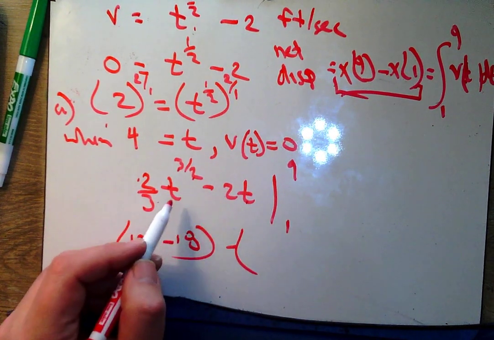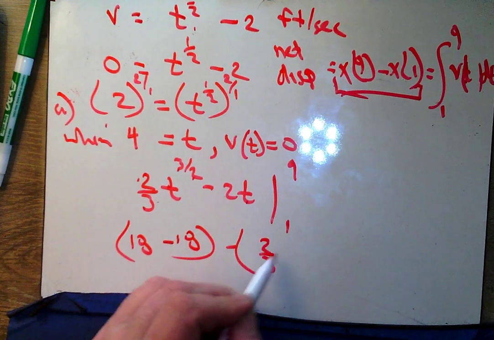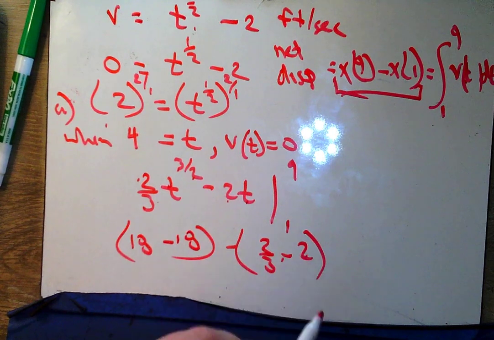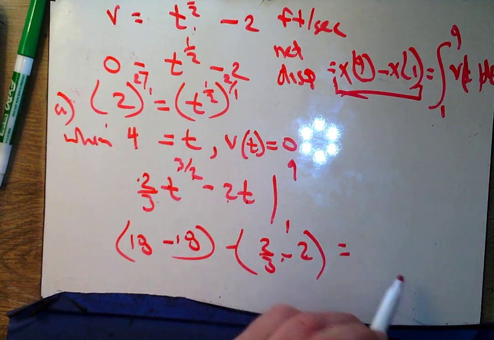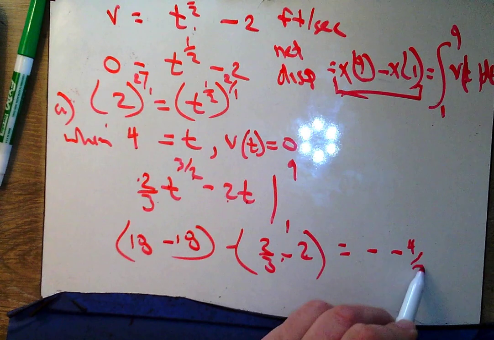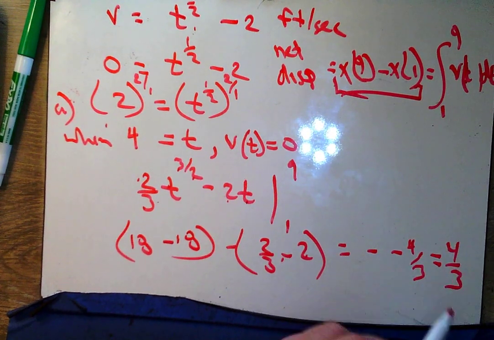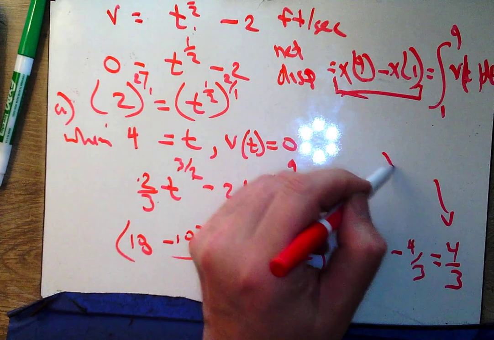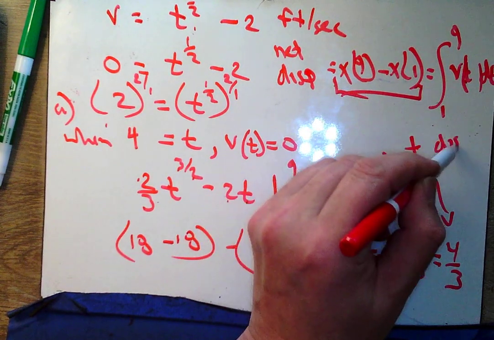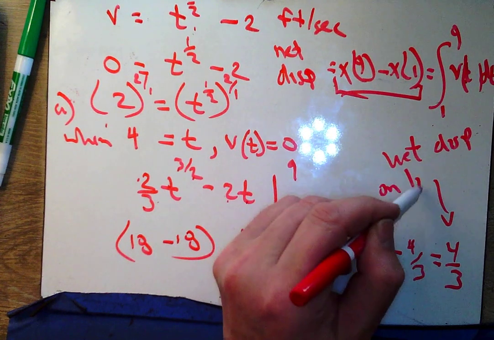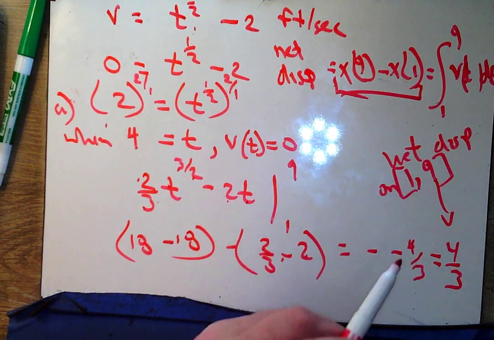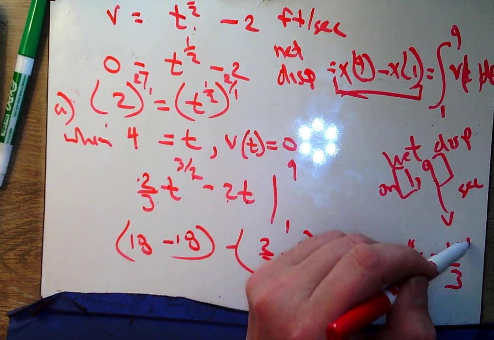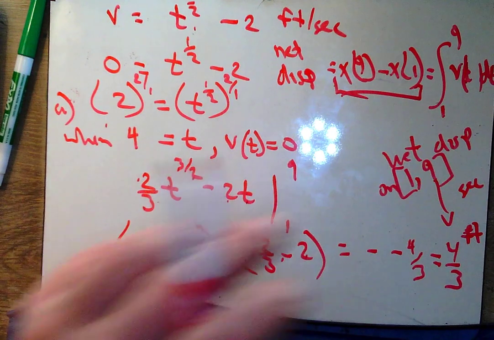1 to the 3/2 is 1, times 2/3, minus 1 times 2 is 2. So this is 2/3 minus 6/3, so I end up with minus 4/3, or positive 4/3. And that's her net displacement from 1 to 9 seconds. I think these are feet.